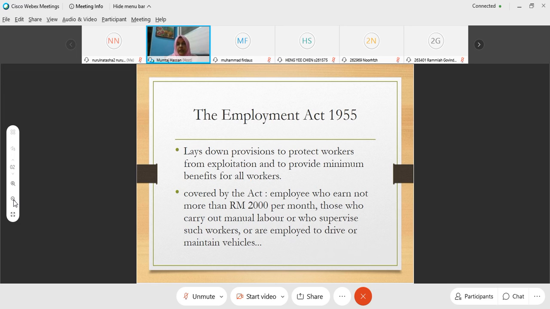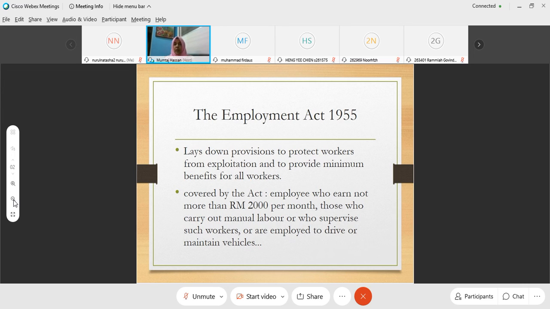It's only relevant to the private sector. If you're working at a government office, it's not relevant. I think you know what the private sector is: companies are private sector. It contains all the minimum benefits, like I said just now, annual leave, sick leave, and maternity leave, your rights. If you've been dismissed, you can refer to the Employment Act.